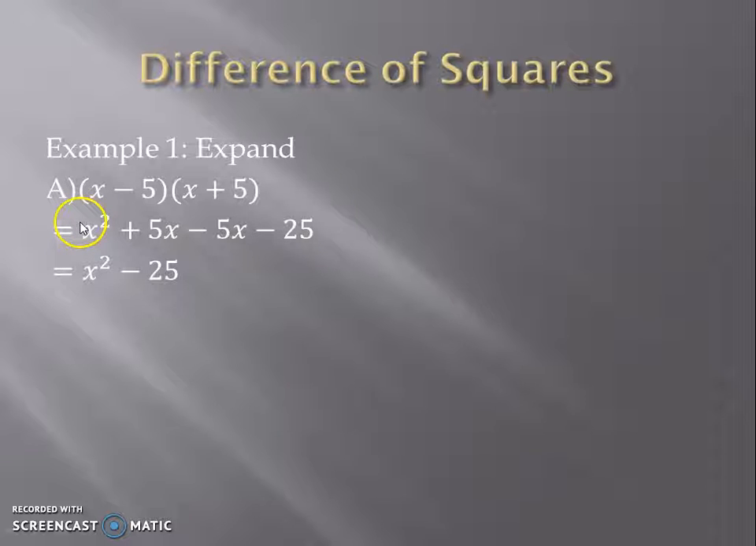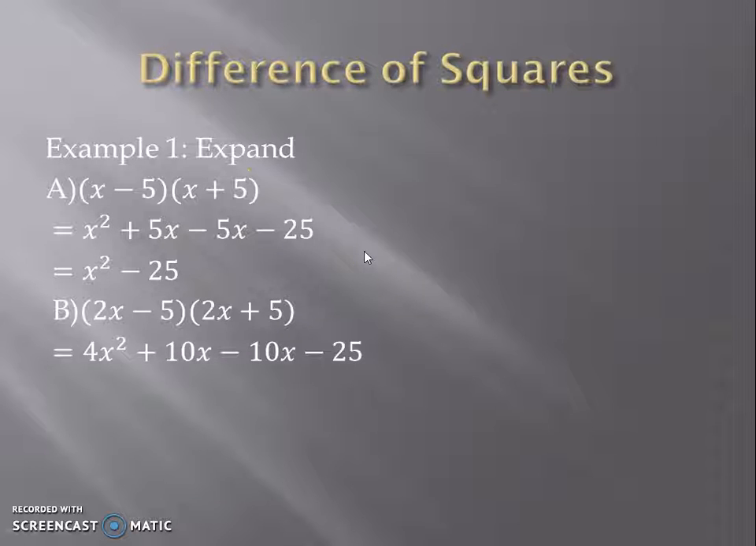Now that we went through that question, let's go through our second question. Ooh, this looks harder. And some of you might be screaming right now, like, what do we do? Don't worry, it's the same as what we just did up here. So if we know this, we go 2x times 2x, which will give us 4x squared. 2x times 5 will give us 10x. Negative 5 times 2x will give us negative 10x, and negative 5 times 5 will give us negative 25.